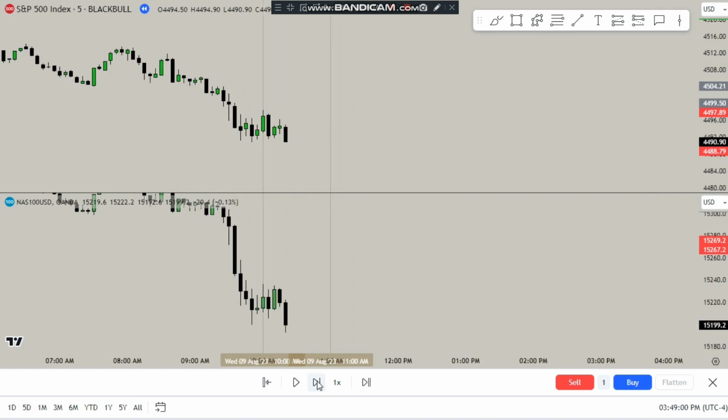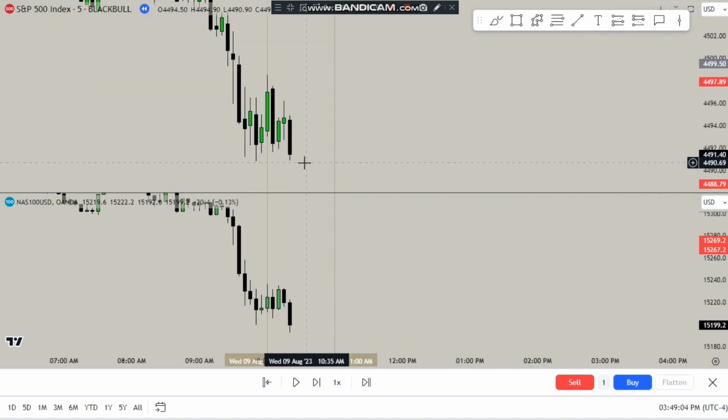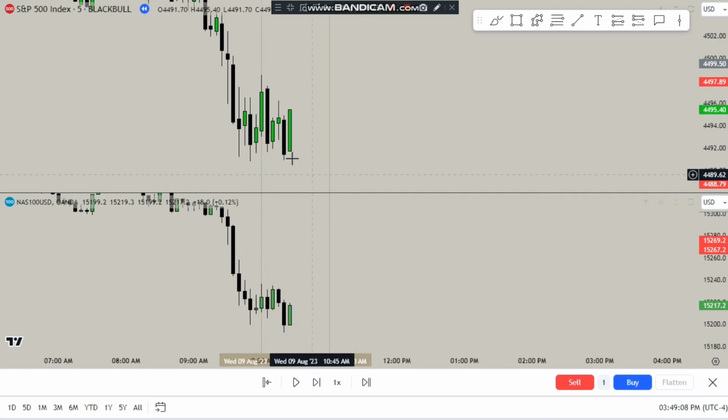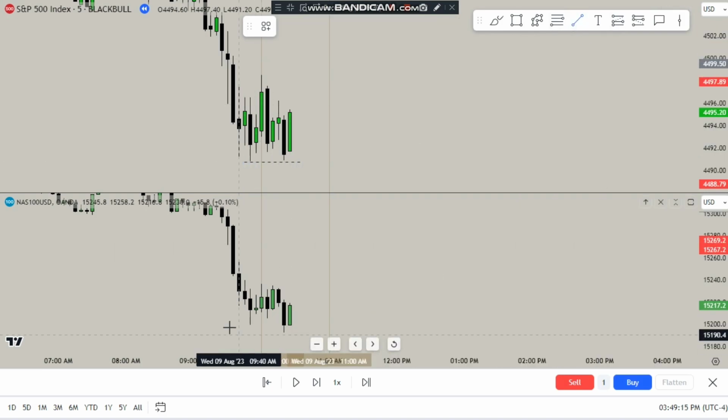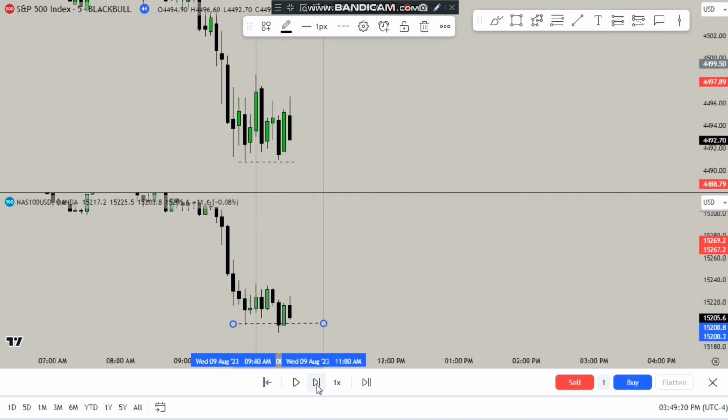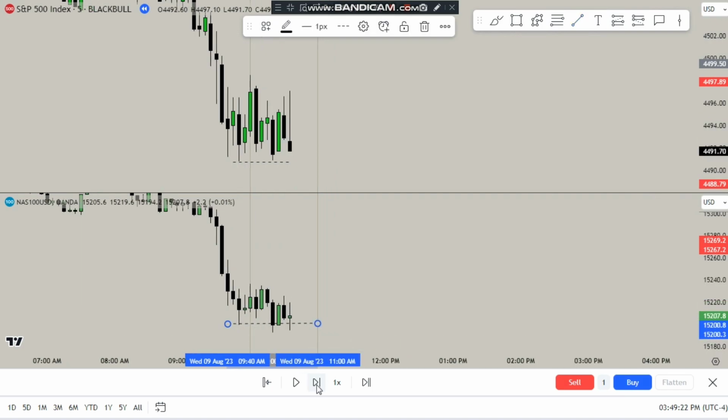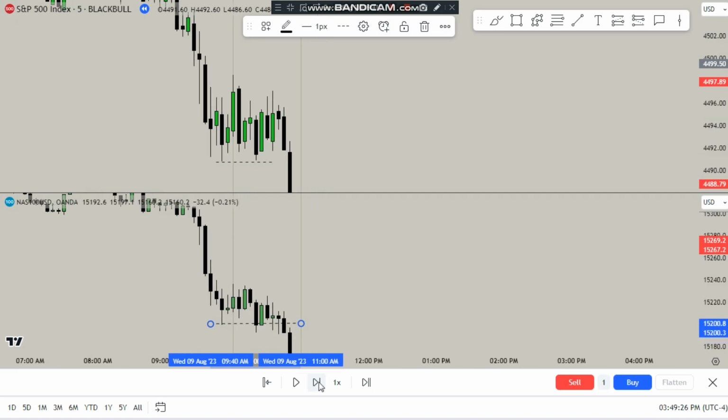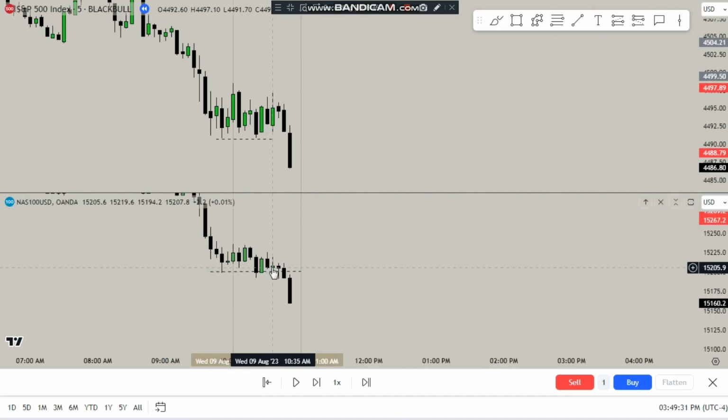Let's see if we get any. This hasn't swept the low, this one swept the low. Let's see. Okay, so there is a divergence, and this one is a clear divergence. Let's see if we have got any fair value gap on the 5-minute or the 3-minute. So there were no fair value gaps, okay, and the price went down.